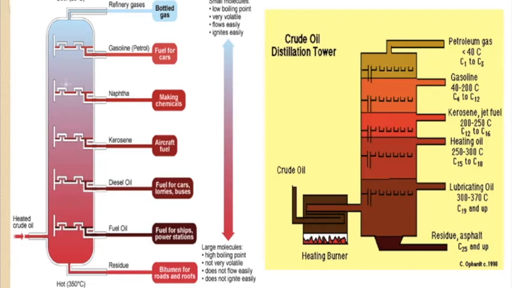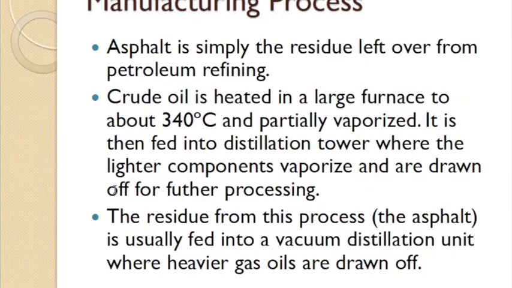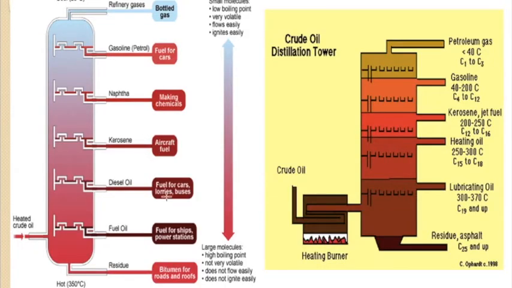Whereas we can see that we have the distillation process. The petroleum is fed into the distillation tower, and the lighter components will vaporize, right? So we can see that the lighter components, which are of high quality, are such as fuel for ships, fuel for cars, then we have aircraft fuel, and also we have gasoline, which is fuel for cars, which is the petrol.